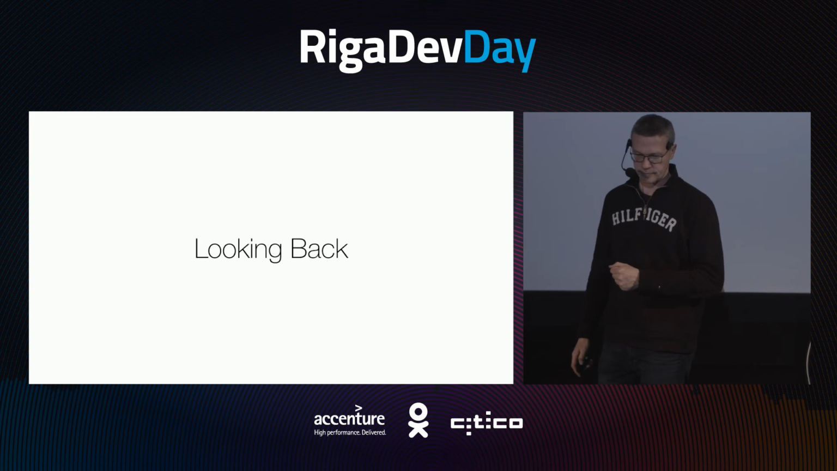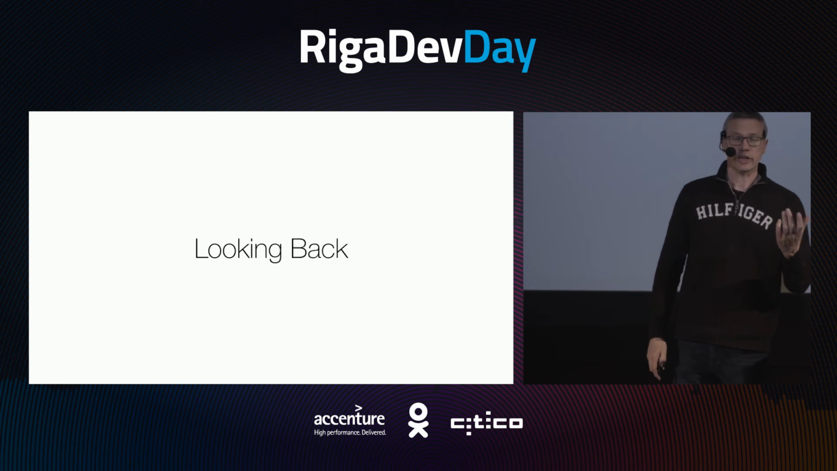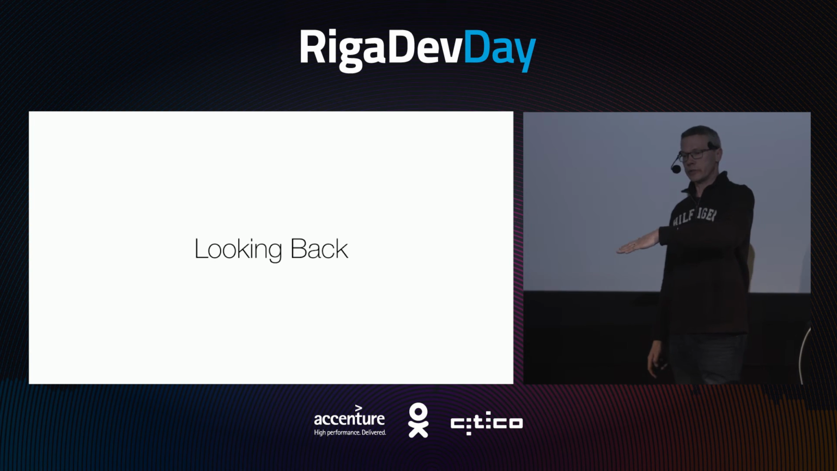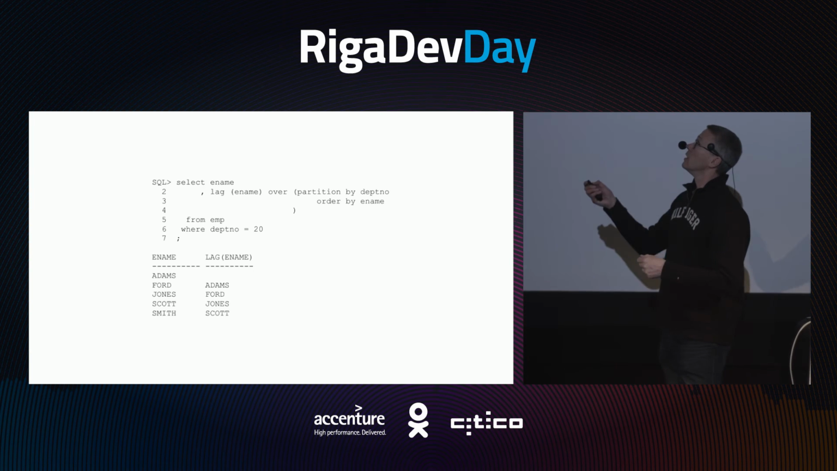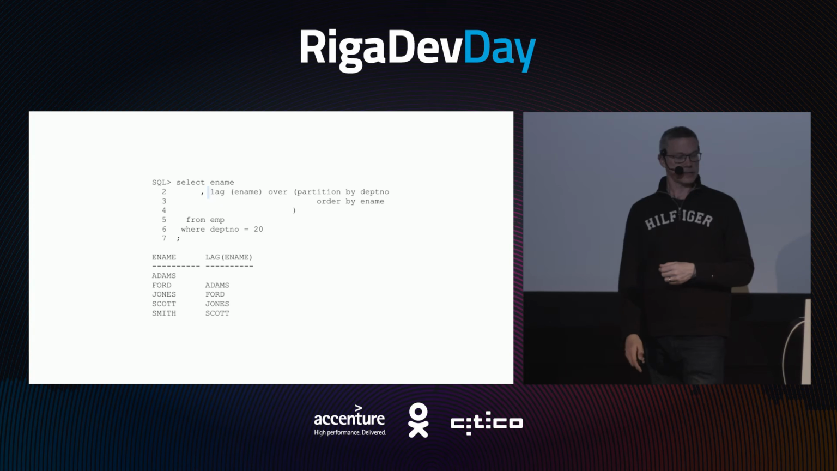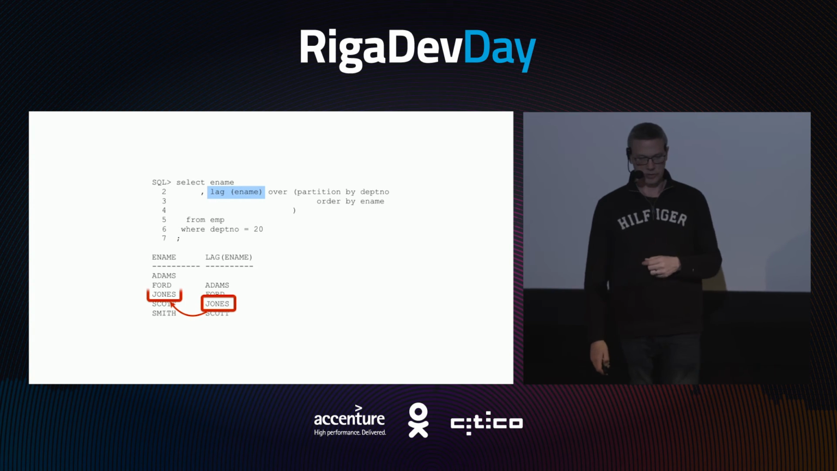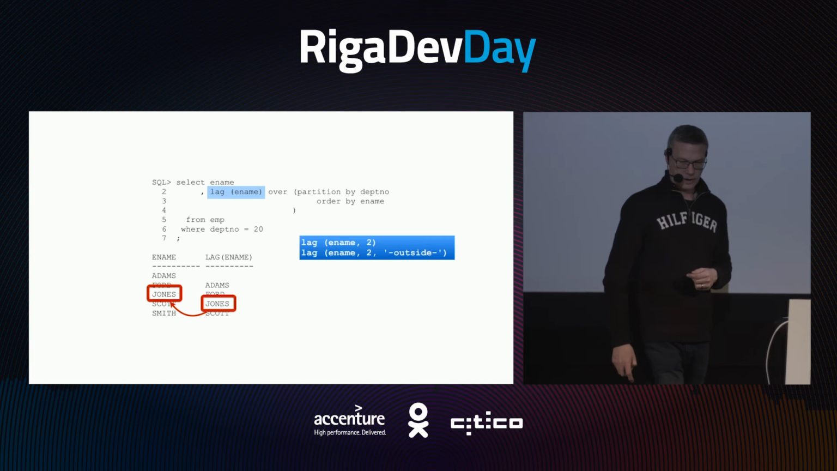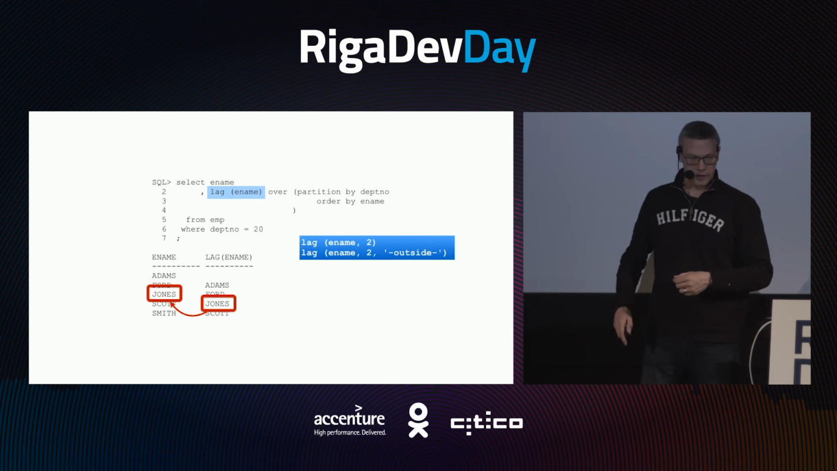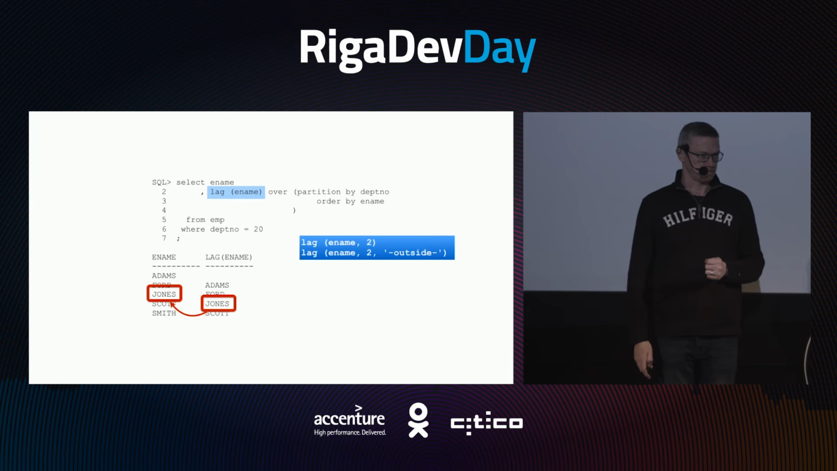You can do the same trick, but instead of looking down the rows, you can also look up rows by using the LAG function, and that's the same functionality. It just looks back one row. It also is overloaded with these things.